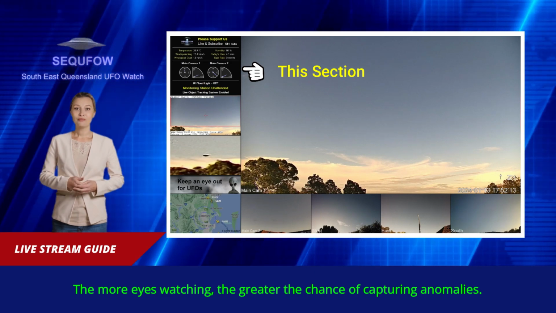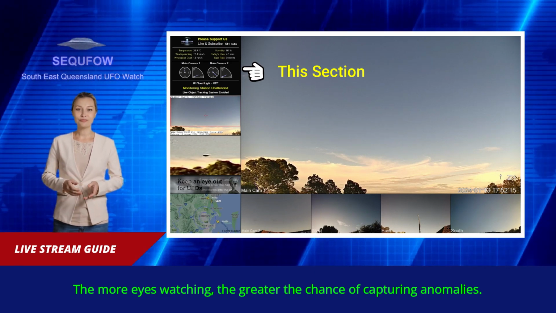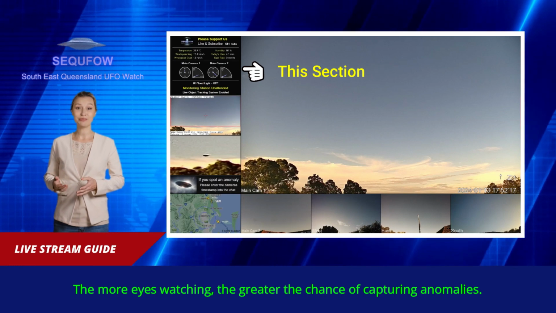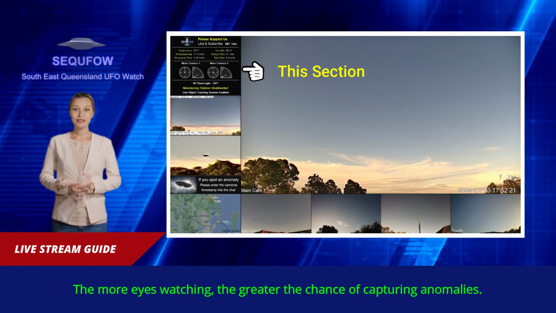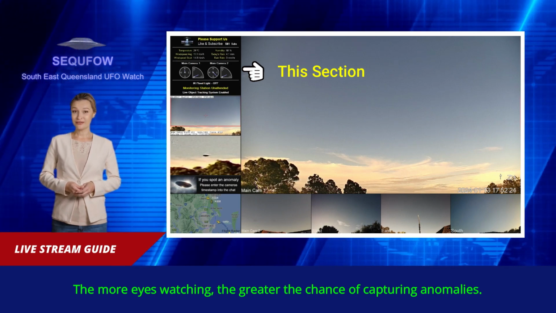The next section below weather is the main camera directions. This will show the direction that main camera 1 and main camera 2 is facing. We keep main camera 1 always facing north unless we spot something of interest.